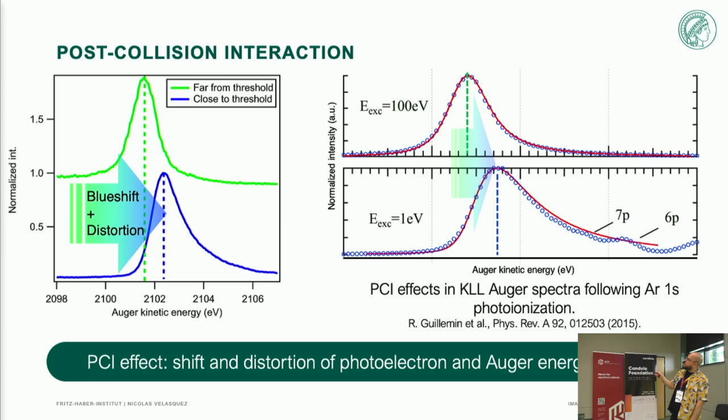Here we have an example on argon, where we have a relatively, let's say, fastish photoelectron, and you can see that the line shape is, let's say, almost symmetrical. But when you have a really slow photoelectron, 1 electron volt, it's blue shifted by about 0.8 electron volt, and it's also quite distorted.